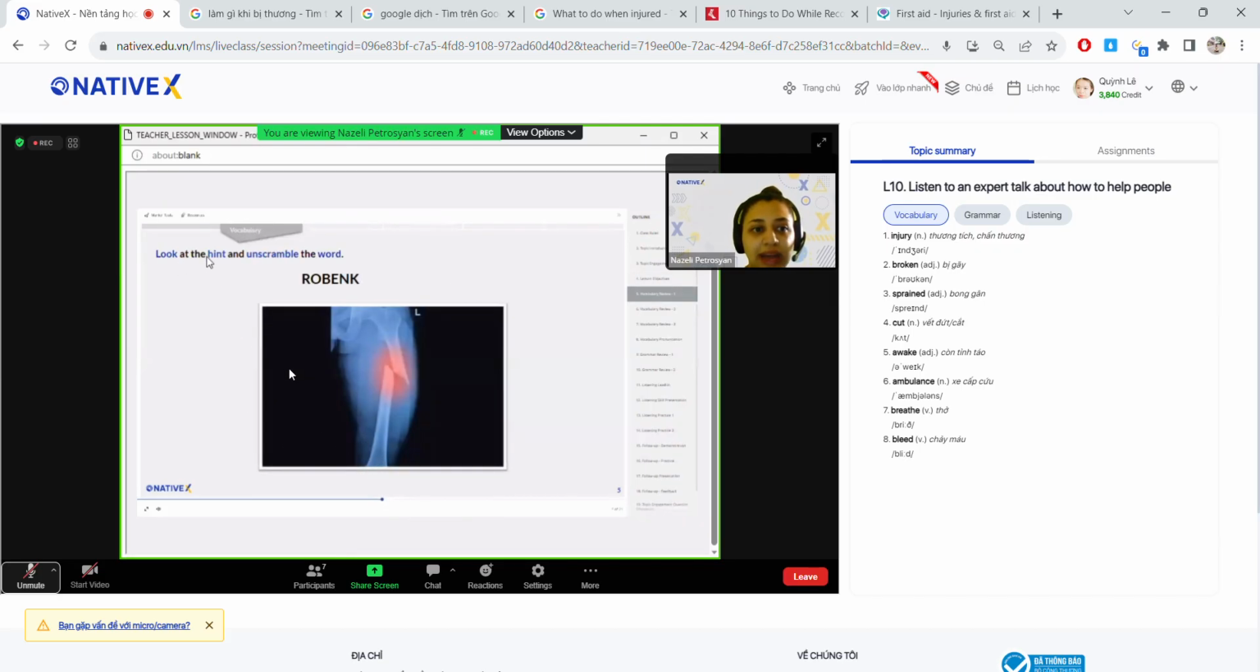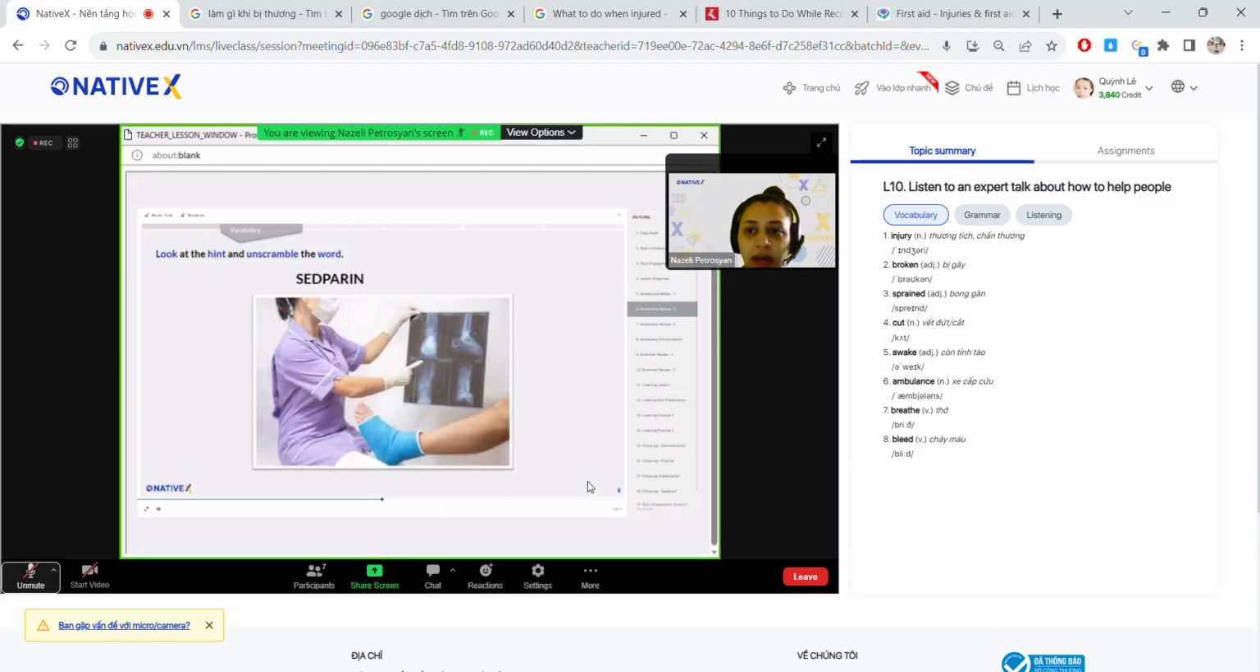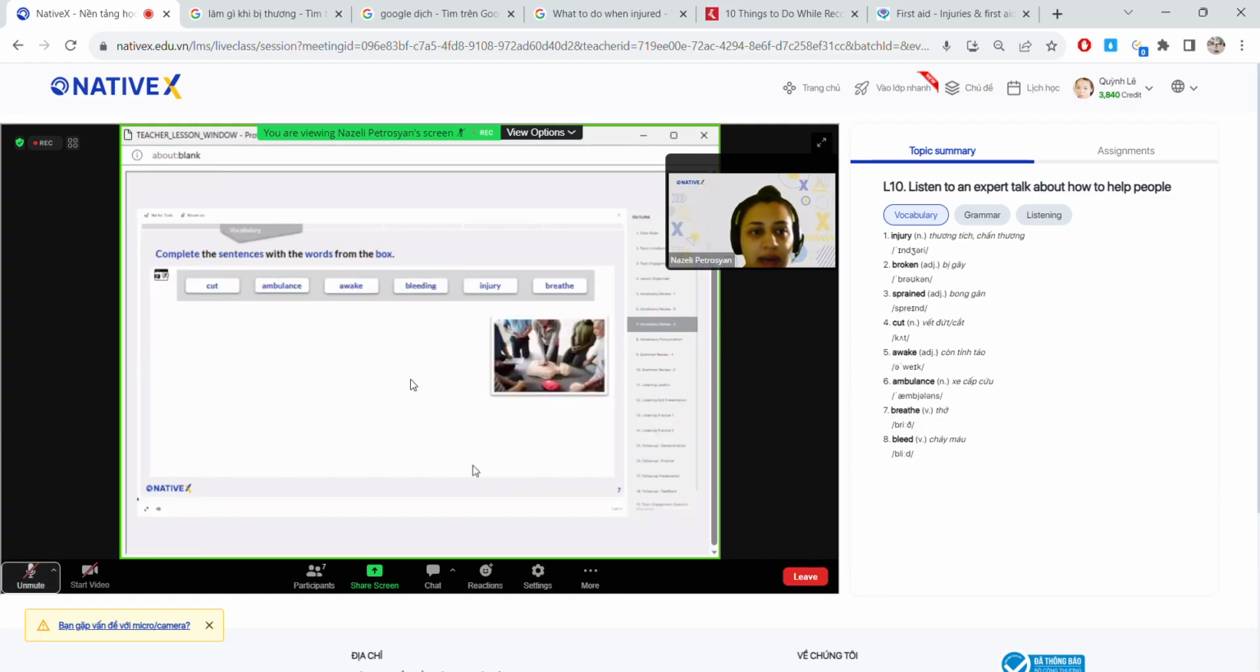You should look at the hint. The hint is the picture, and unscramble the word. So we have ROBENK. So I will ask Finn, what word do we have here? Yes, I think the word is broken. Of course, so we have the word broken. Very well done. All right, so now, Queen, tell me this one, please. Yes, sprained. Okay, sprained. So this is what we have. Wonderful.